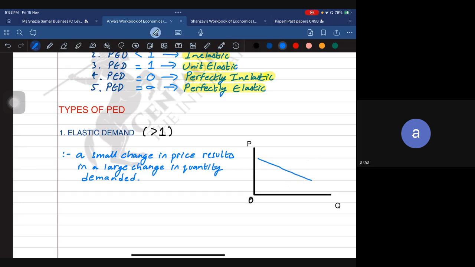So it's going to be like this. Yes, sir. And here we can see that if originally the price was here, P naught and Q naught, the price has now decreased. Yes, sir. Okay.